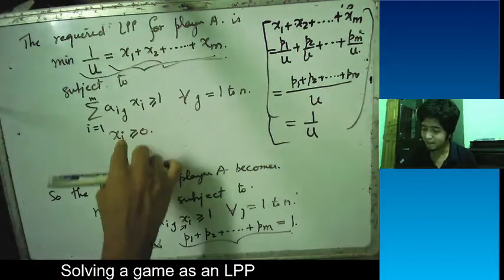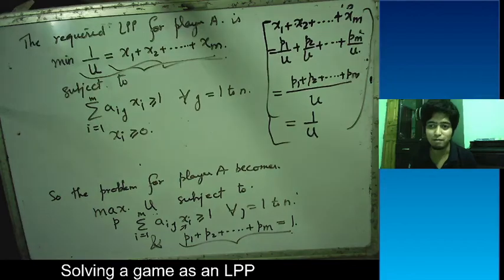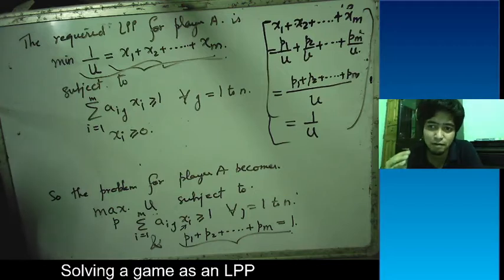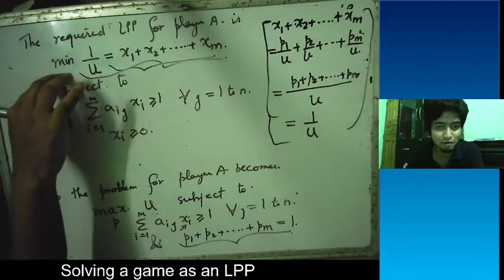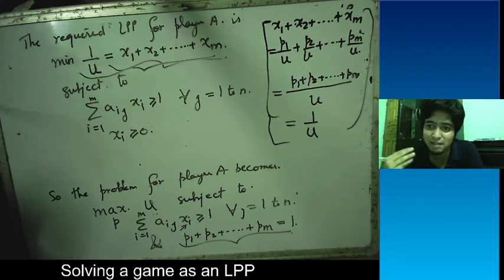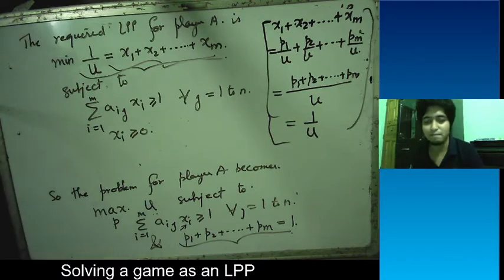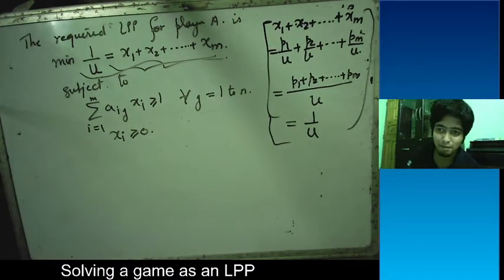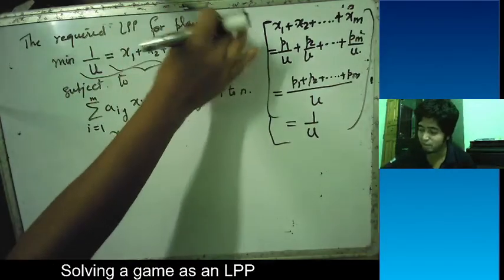Now it is looking like an LPP. Instead of Z, we are having 1 by u. But to solve this one, remember that one of the techniques we have for solving an LPP is the simplex method. The simplex method requires that you convert this into a maximization problem, but this one is a minimization problem. Of course, we can easily do it just by using the negative sign, but we don't want to do that. How will we avoid the negative sign here? We can easily do it by solving the game for player B.